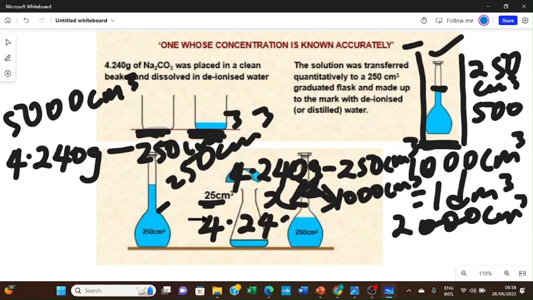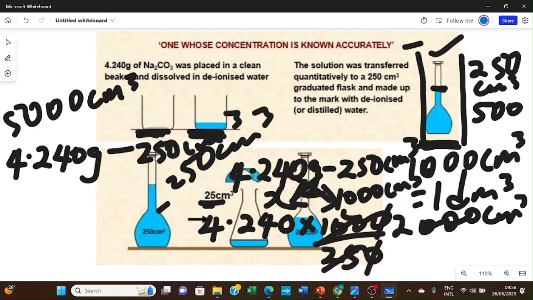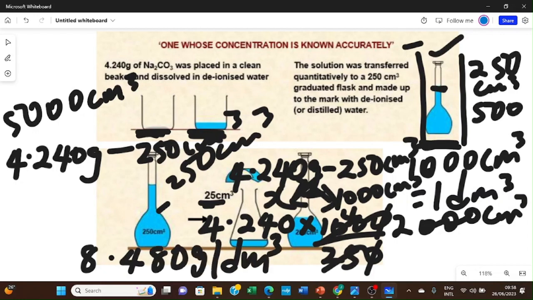4.240 gram times 1000 divided by 250. So you cancel 25 and 25 here, and it will be 4. So it will now be 4 times this, which will now be 8.480 gram per dm cube. So this is the concentration of the standard solution.